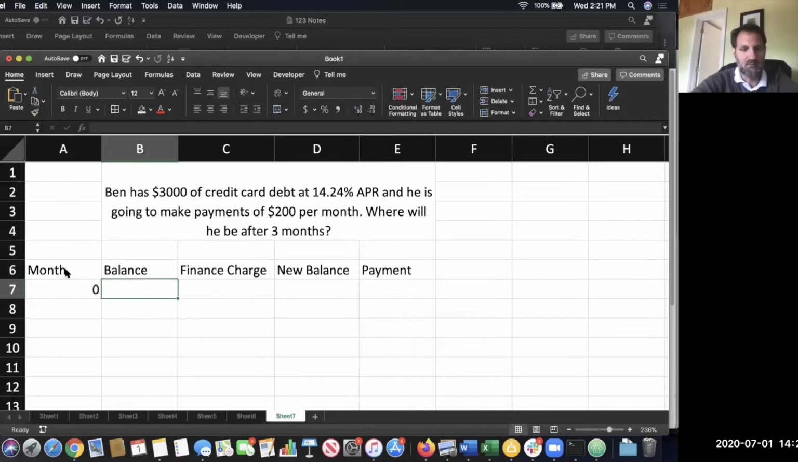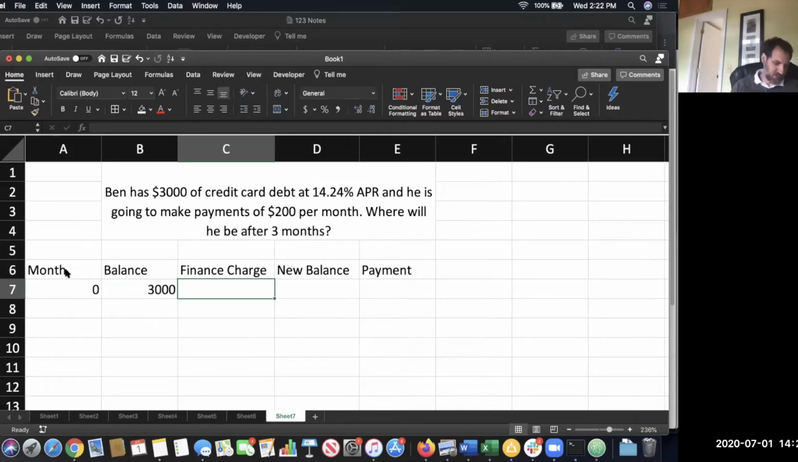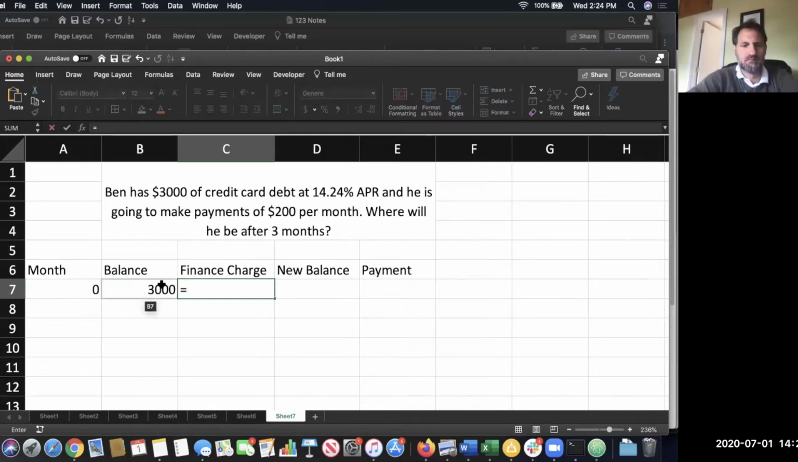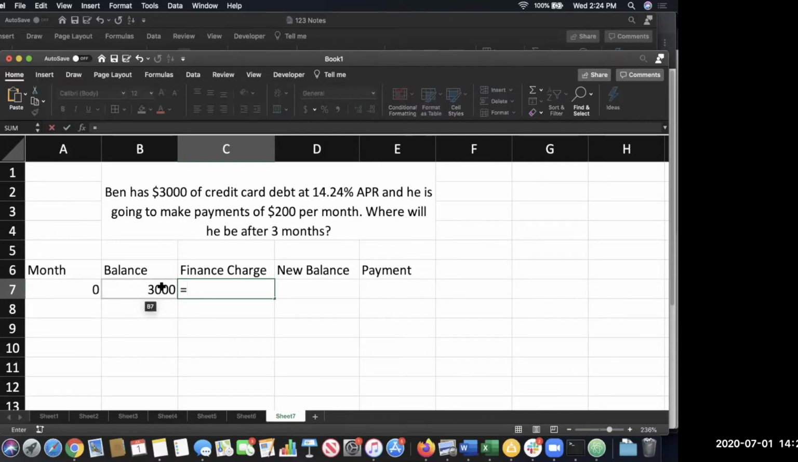So month 0, my balance is 3,000, my finance charge, and by the way, when you do the homework for this section, feel free to do this in Excel. So go ahead and do the finance charge calculation. All the information you need is in the table, plus some extra stuff, but focus on what you need. Three ingredients: balance, APR, divide by 12. $35.60. Sounds reasonable.